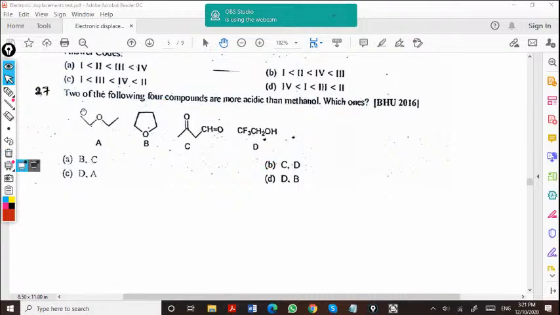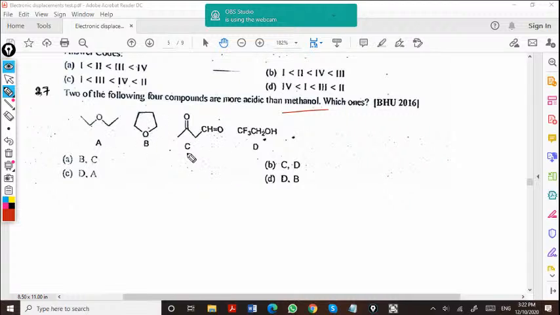Next, two of the following four are more acidic than methanol. I don't know the acidity of methanol, so how can I do this? It's very simple. You need to find the compounds having the most acidic protons among these. Find the two most acidic compounds. That will be your answer.